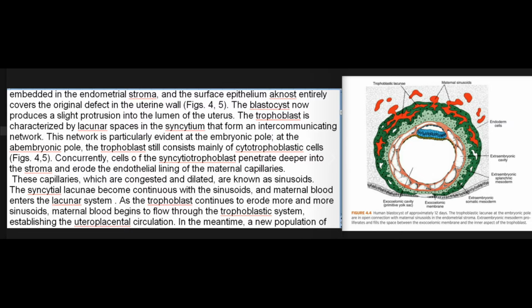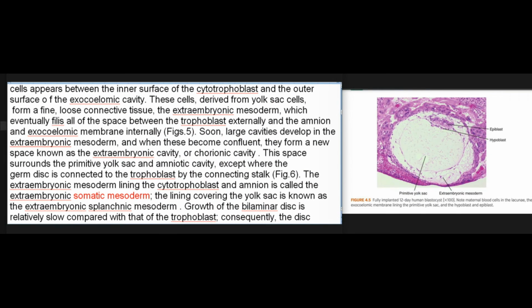the uteroplacental circulation. In the meantime, a new population of cells appears between the inner surface of the cytotrophoblast and the outer surface of the exocoelomic cavity. These cells, derived from yolk sac cells, form a fine, loose connective tissue, the extraembryonic mesoderm, which eventually fills all of the space between the trophoblast externally and the amnion and exocoelomic membrane internally, Fig. 5.